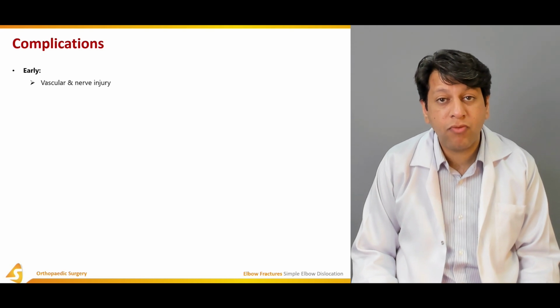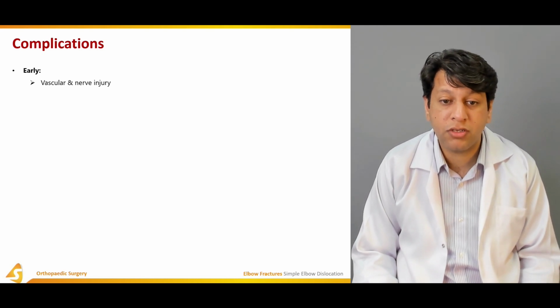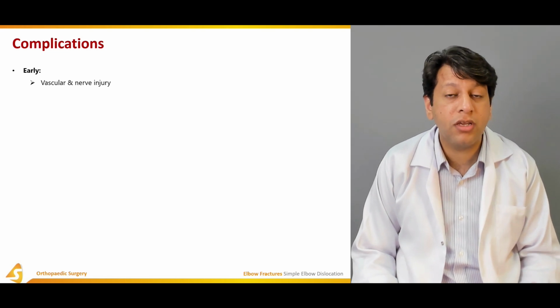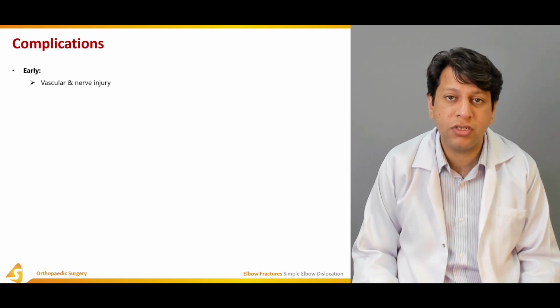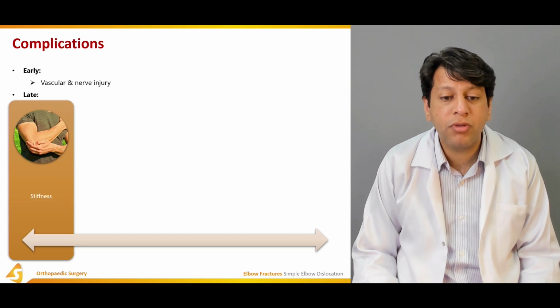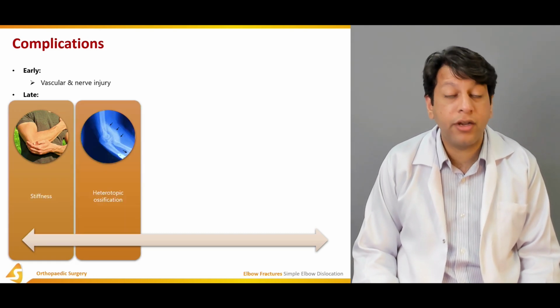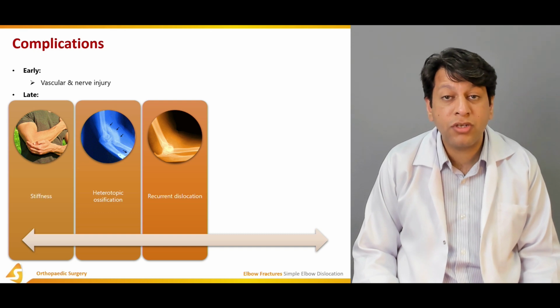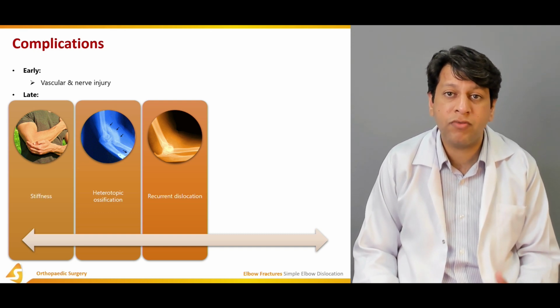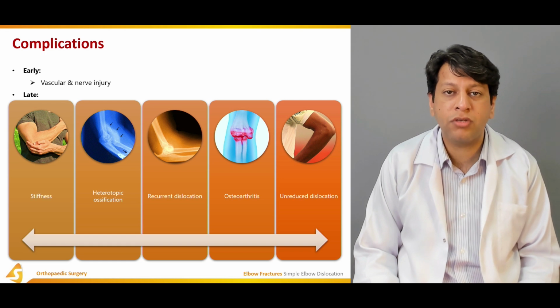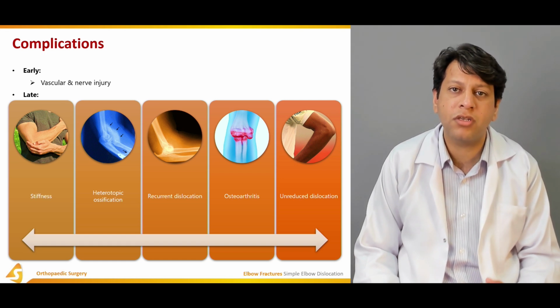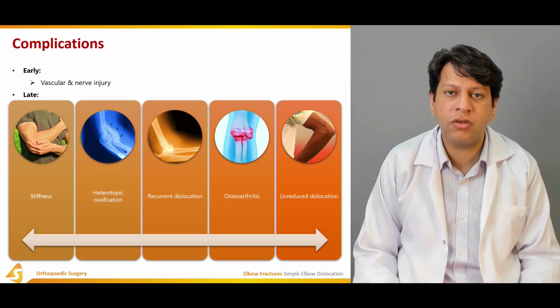Complications could occur at the time of injury, or could be associated with the closed reduction. This could be in the form of a vascular or nerve injury. Initially there was no neurovascular damage, but once the closed reduction was done, it resulted in a neurological or vascular injury. The later complications include elbow stiffness, heterotopic ossification, recurrent dislocation because of the soft tissue injury which was massive and was missed initially, and may have resulted in recurrent elbow instability, or osteoarthritis, or unreduced dislocation. Sometimes the dislocation was initially reduced, but it subluxes or dislocates again, and when the check X-ray comes in, it shows the dislocation as well.